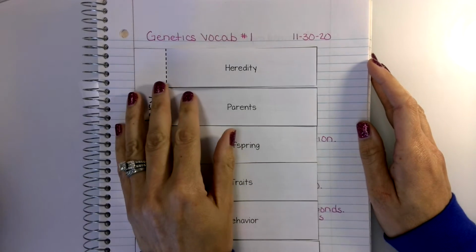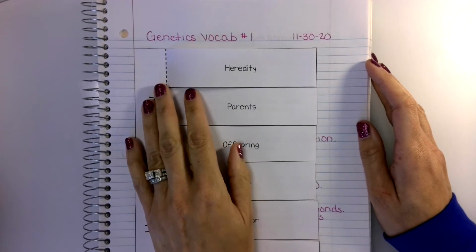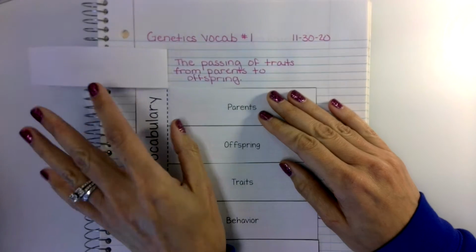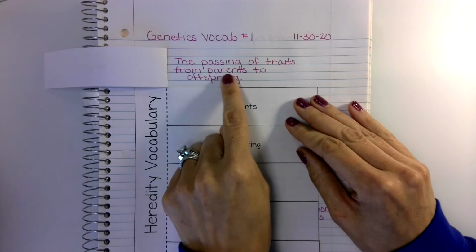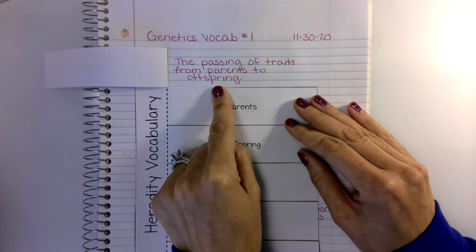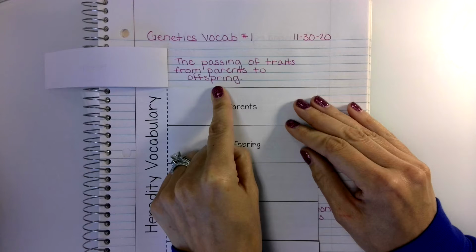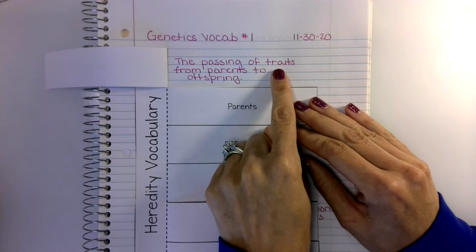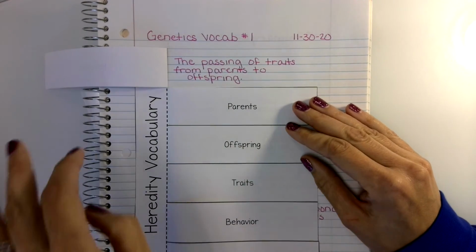All right, so now that you have it glued down, we're going to flip them open so we can write our definitions underneath it. The first one is heredity. Heredity is the passing of traits from parents to offspring. So you are an offspring of your parents, and they passed on to you characteristics or traits that are unique to them or to your grandparents.